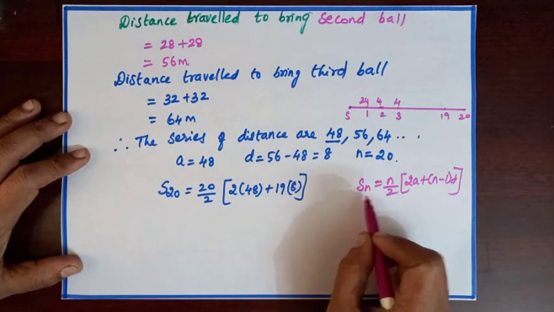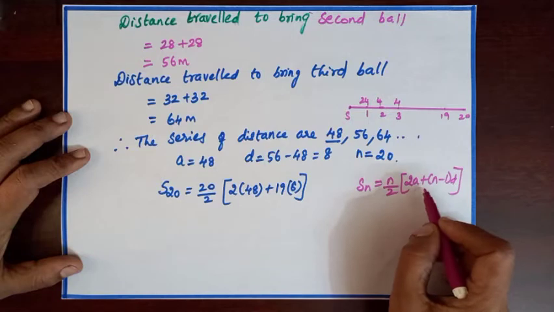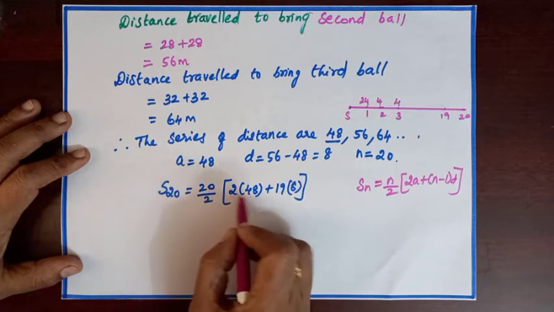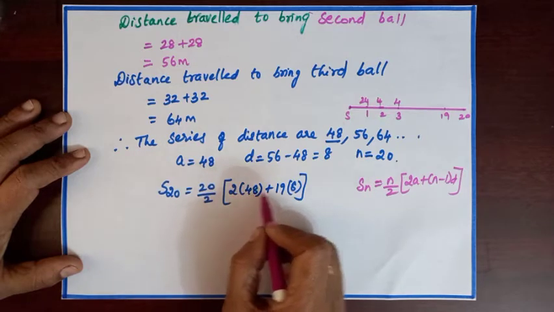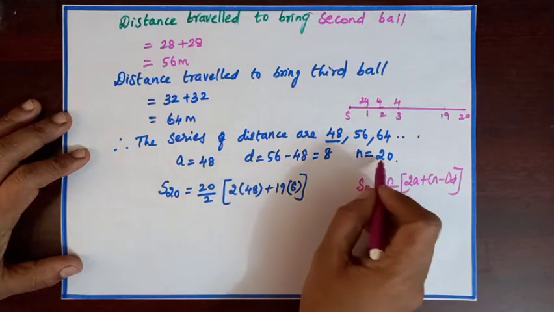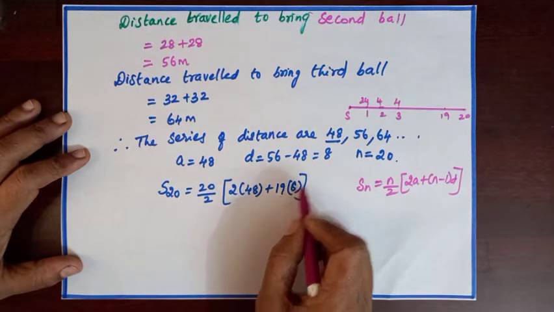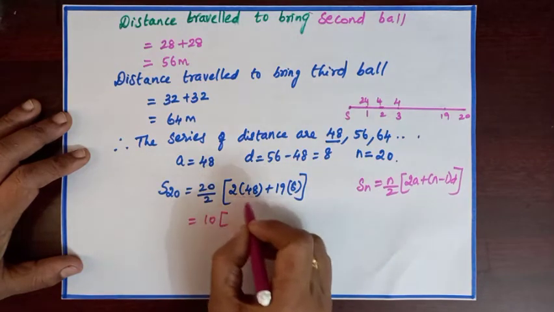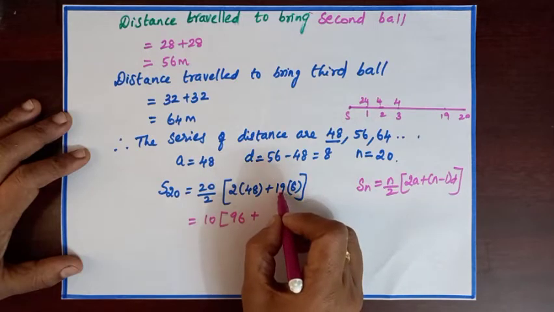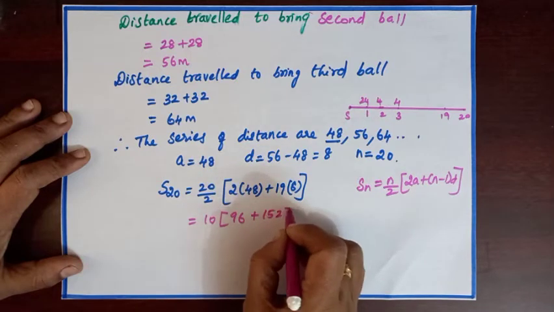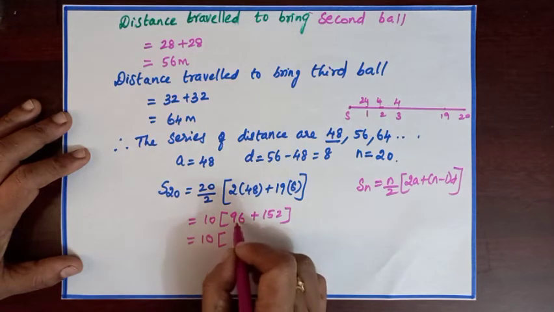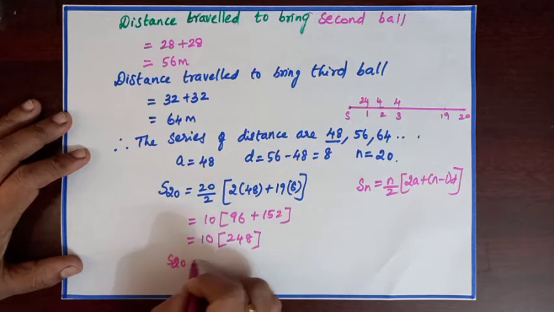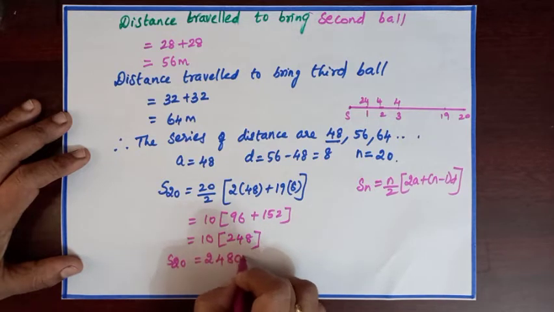So we know the formula Sn equal to n by 2 into 2a plus n minus 1 into d. Here n is 20. S20 equal to 20 by 2 into 2 into a, a is 48, so 2 into 48 plus n minus 1, n is 20, 20 minus 1 is 19, into d. d is 8. 20 divided by 2 is 10. 2 into 48 is 96, plus 19 into 8 is 152. 10 into 96 plus 152 is 248. S20 is equal to 2480 meters.